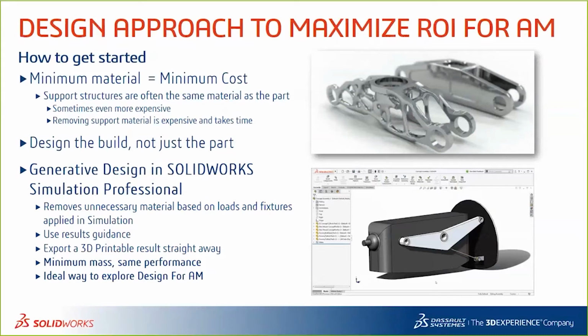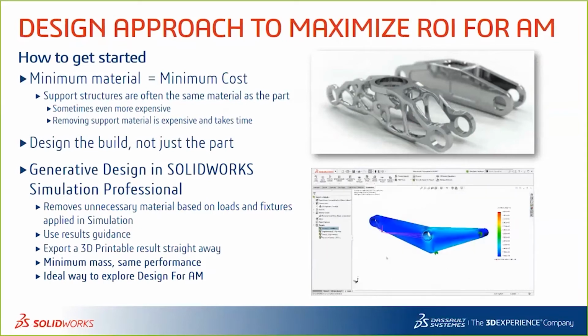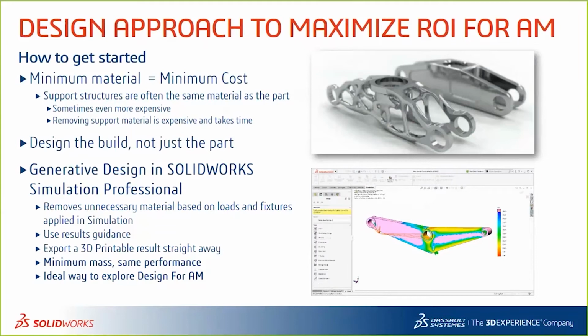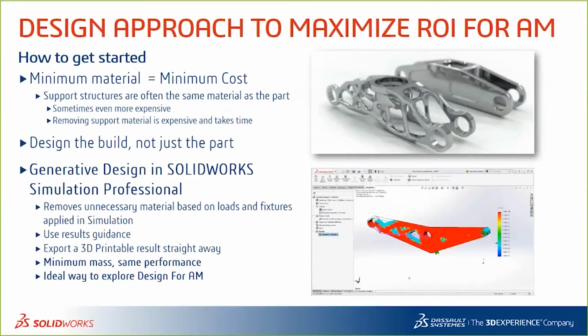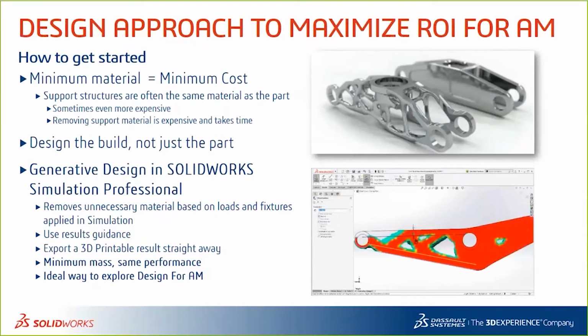So we want to design the build, not just the part. Generative design in SolidWorks is available as part of our Simulation Professional. And you can see to the right of the screen there's a quick introduction as to how this tool works. By setting up your typical simulation constraints and loads, including your goals such as minimum mass, and adding manufacturing processes or controls, it will generate a design for you.